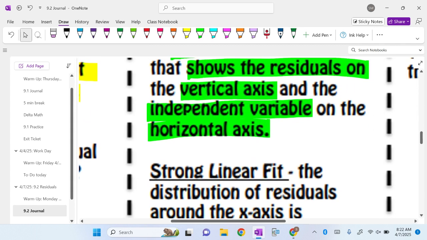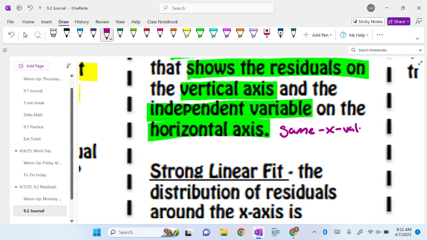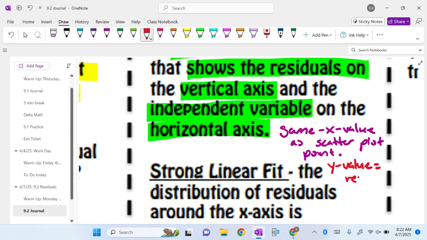So in other words, you would have the same x value of the point as the scatter plot point. But the y value would equal the residual. So you would use the x value from your original scatter plot point, and the y value would be the residual. Put the phones up.